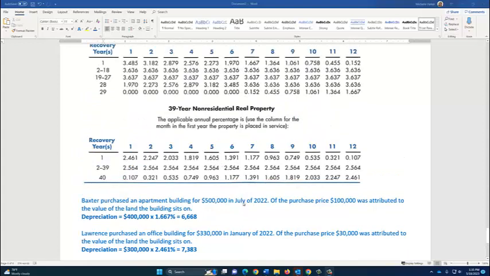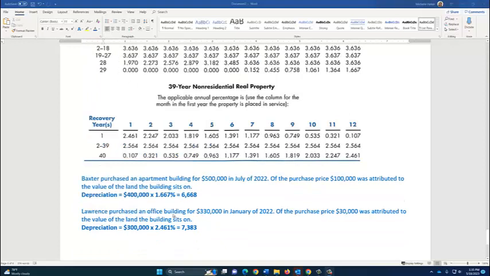So it was placed in service in July, so we'll come over to 7. We're depreciating year 1, so it will be $400,000 times 1.667%. Remember, these are percentages. And so the depreciation on our $500,000 apartment building for year 1 will be $6,668. In this example, Lawrence purchased an office building for $330,000 in January of 2022.